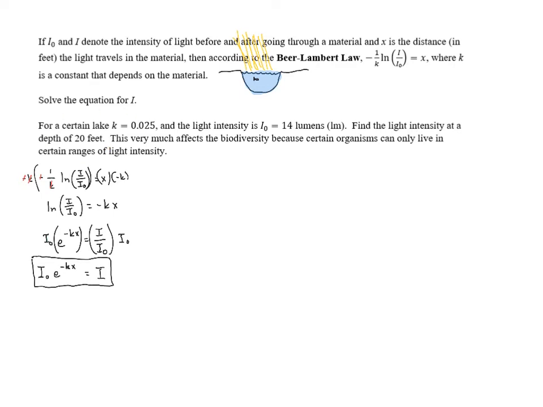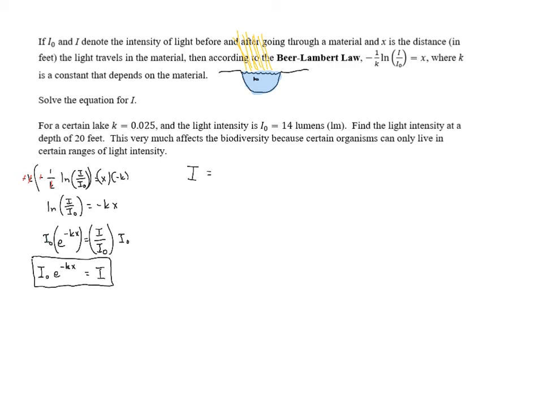All right, now let's look at the actual scenario here. For a certain lake, let's say that this constant k is 0.025, and the light intensity, I naught, is 14 lumens. This is how strong the light is when it hits the surface of the water. What we want to do is figure out the light intensity at a depth of 20 feet. So we want to know how intense the light will be after it goes through 20 feet. It should be less than 14 lumens because it's going to get less intense as it goes through the water. But let's actually figure that out.